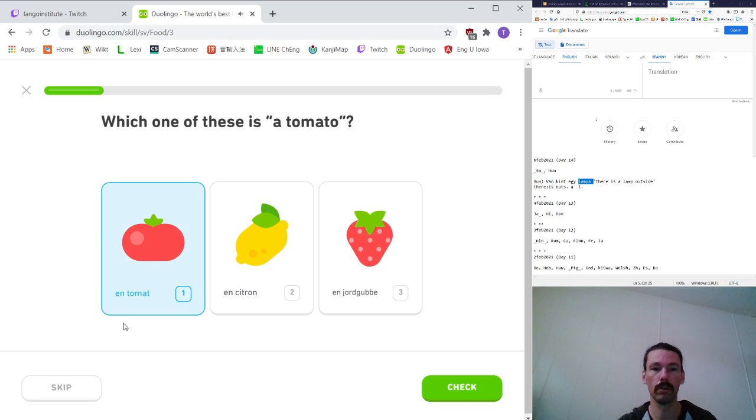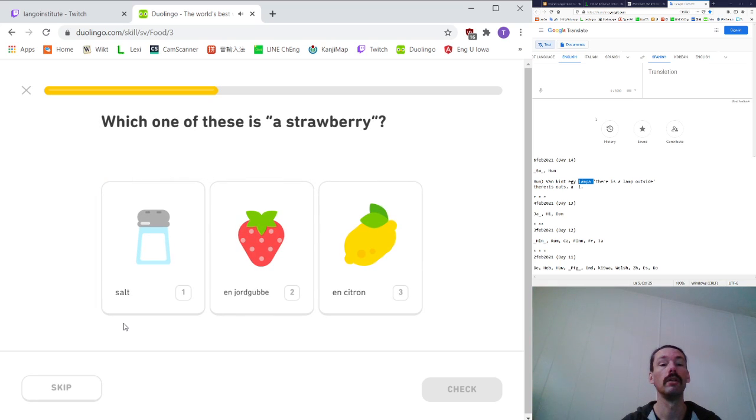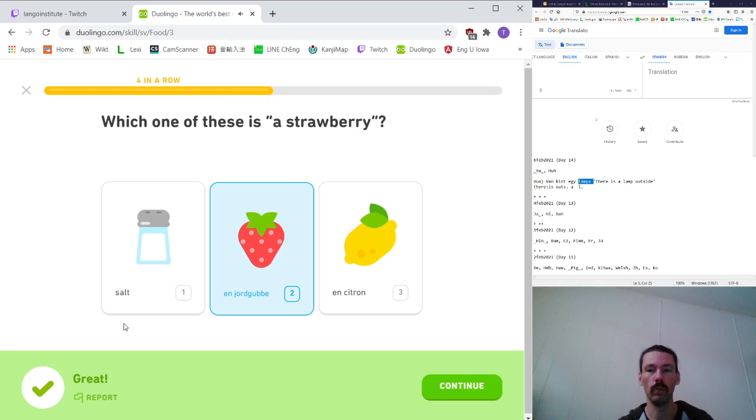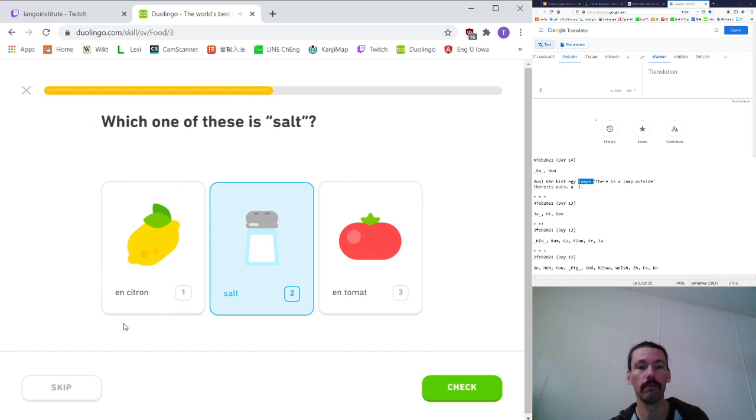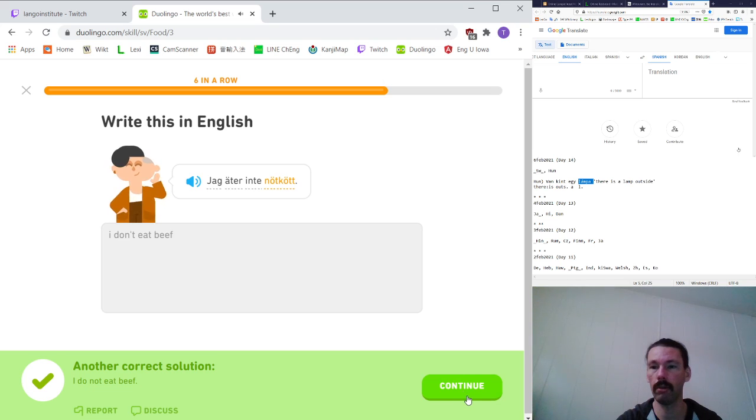En citron. En tomat. Kvinnan och flickan äter soppa. And the girl, flickan, eat soup. Jordgubbe. En jordgubbe. So there too is an upstep to syllable 2. Salt. Jag äter inte nötkött. Don't eat. This is beef, I believe. Kött is meat. Nötkött. But nöt does not mean cow.